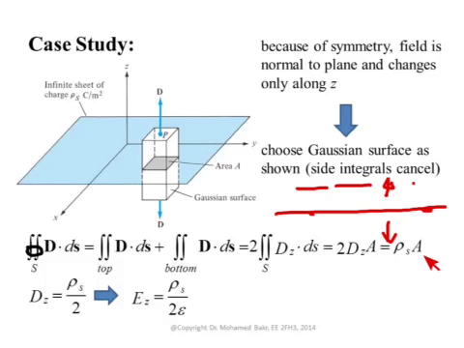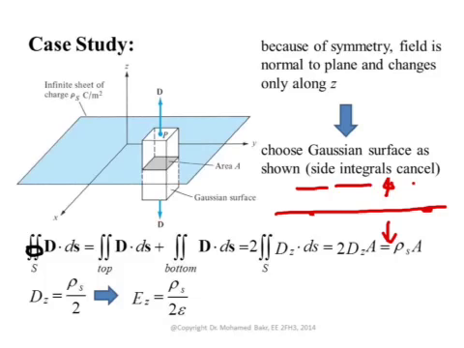So rho s multiplied by a, and rho s here is in coulomb per meter squared, is equal to 2 Dz a. Divide this side by this side, and you get that Dz in the top part is equal to rho s over 2, or that Ez is equal to rho s over 2 epsilon, because E is deducible from D by dividing by epsilon. And you could see here the selection of the Gaussian surface is what made the complete difference.